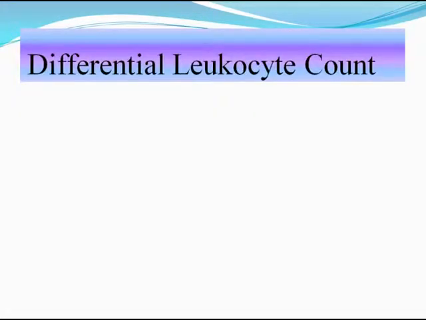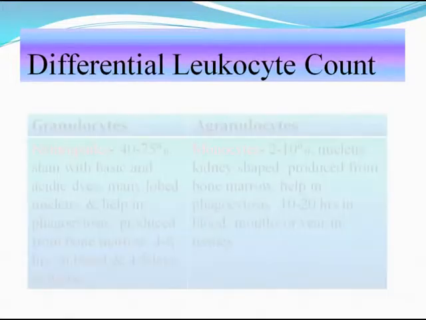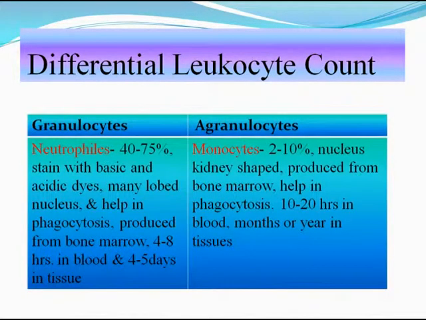Now, differential leukocyte count, or you can say DLC. As earlier described, leukocytes are divided into two types, granulocytes and agranulocytes. Granulocytes are of three types: neutrophils, eosinophils, and basophils. Here it's neutrophils.